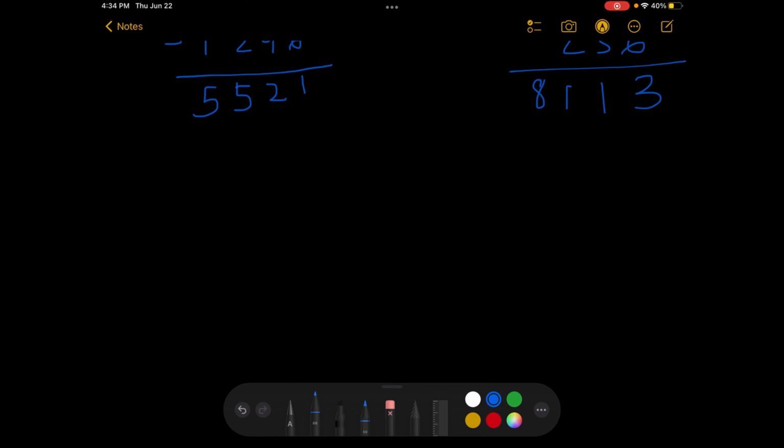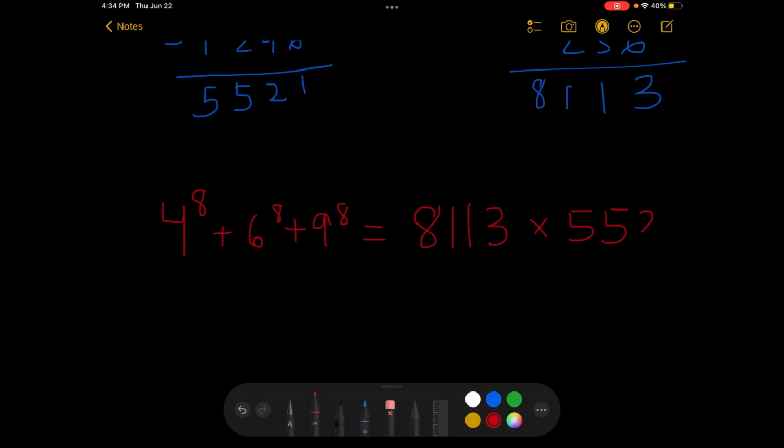So we can definitely conclude that 4 to the 8th plus 6 to the 8th plus 9 to the 8th is equal to 8,113 times 5,521. And that is our final answer.